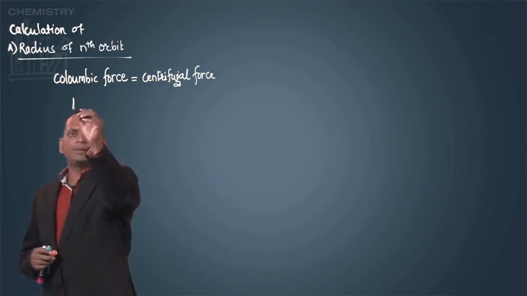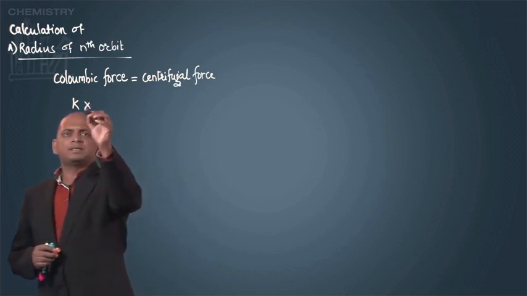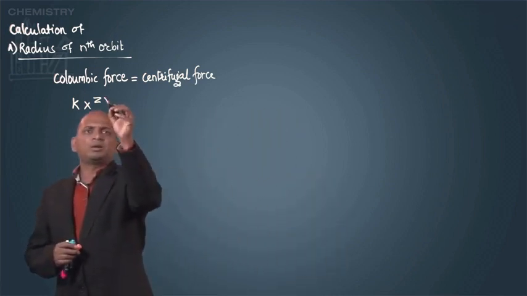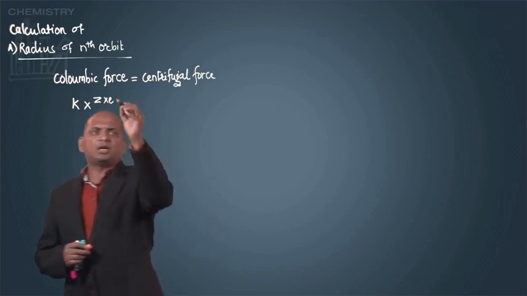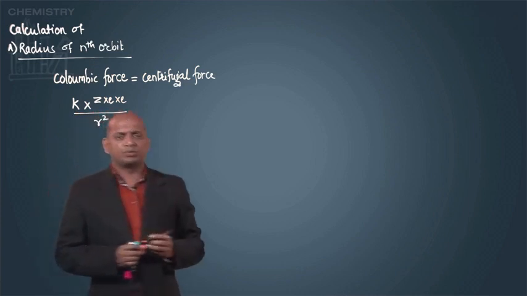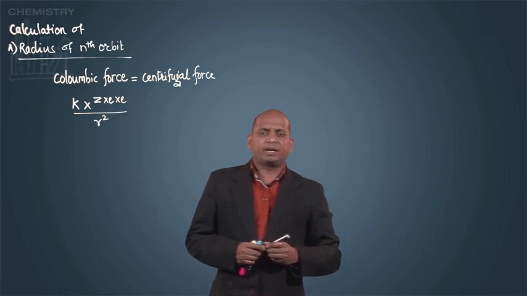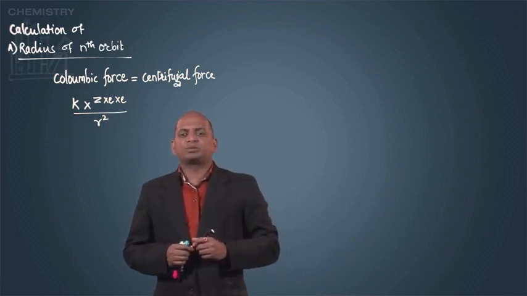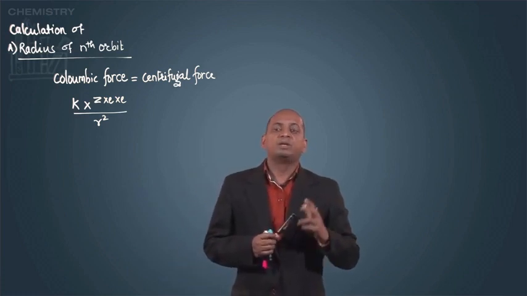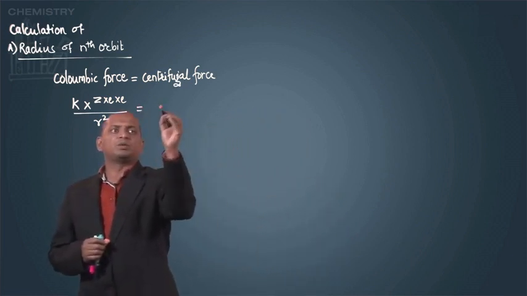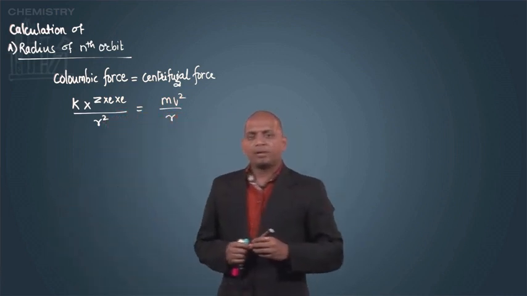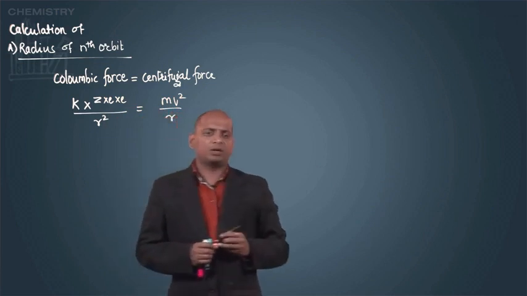We call it K, multiplied by Z, the number of electrons as well as protons, multiplied by the charge on the electron. The same charge is there for protons also, divided by r square. This is Coulomb's law. The force of attraction between the two charges is directly proportional to the product of the charges, and inversely proportional to the square of the distance between them, and is equal to mv square upon r. Here m is the mass of the electron, v the velocity of the electron, and r the radius.